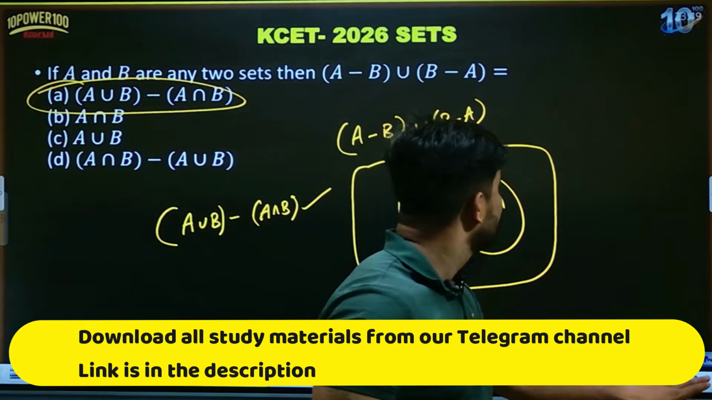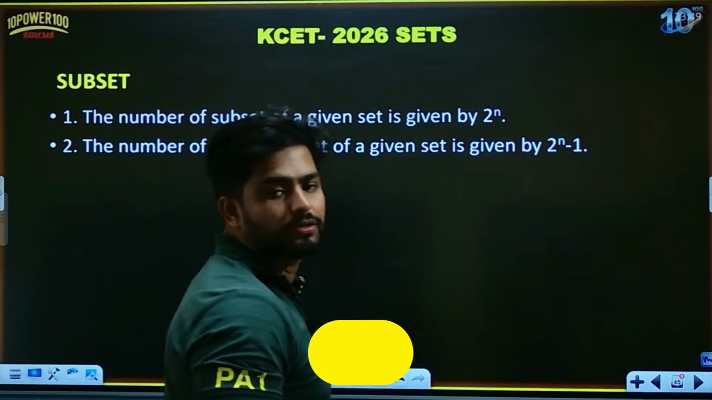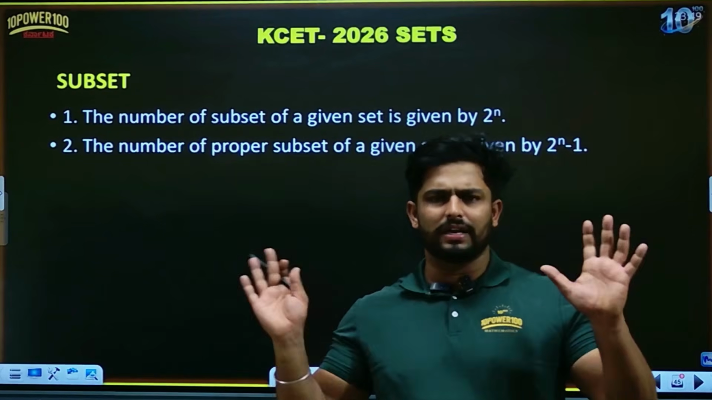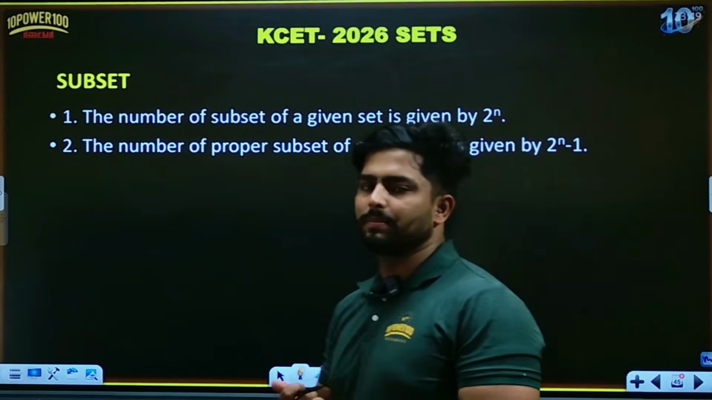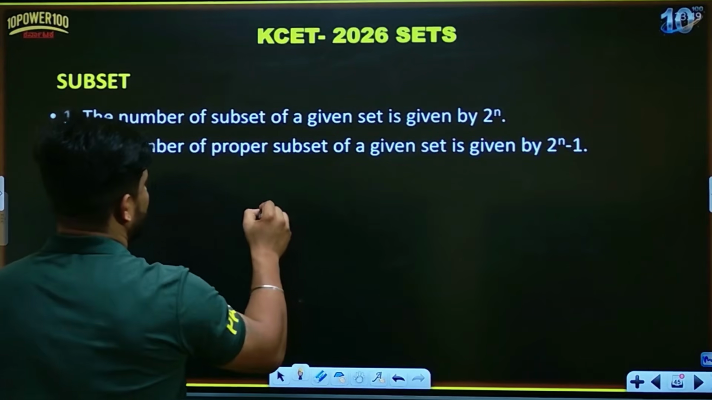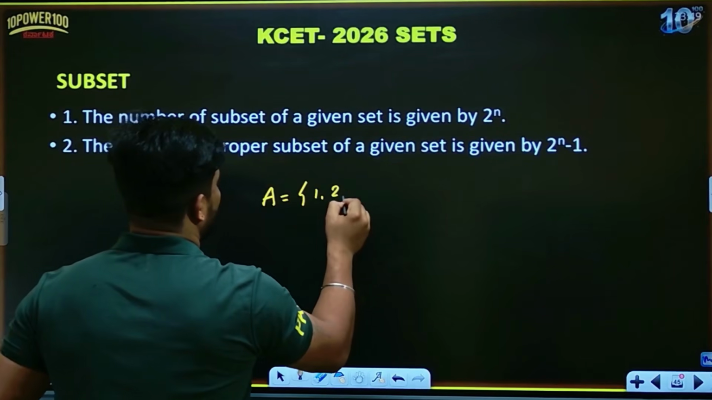Correct. So simple. Next, subset. We are done with the operations of sets. Next, subset. Subset is very important. For example, I will give a set now. Set A is equal to {1, 2, 3}.